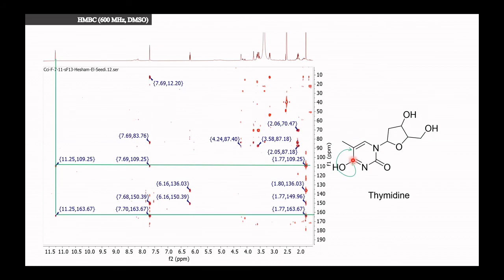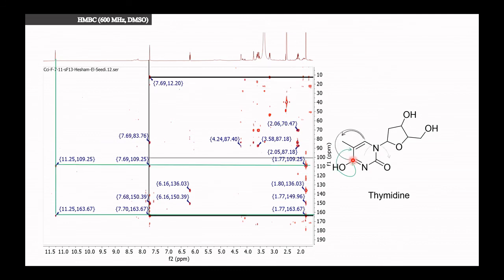Now, I will give you another example of this aromatic, right? So the aromatic for correlation. You can see that this proton correlated with this carbon, correlated with this carbon, correlated with this carbon here. So this is a very big advantage: by knowing the chemical shift of the proton, you can also assign the carbons until carbon number 3.